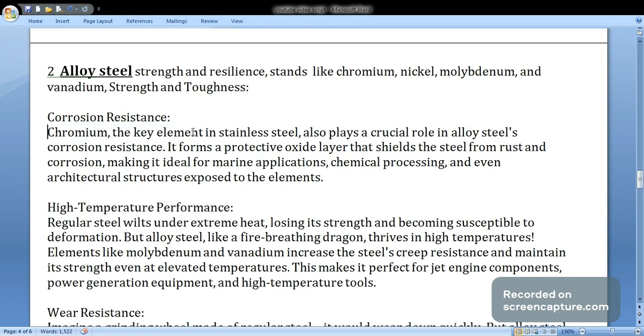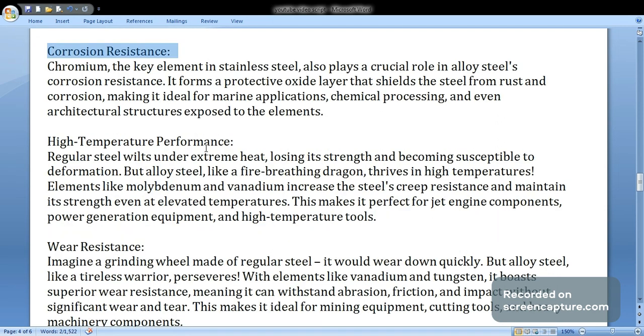In this, chromium, the key element in stainless steel, also plays a crucial role in alloy steel. Basically, in alloy steel, it provides corrosion resistance. It forms a protective oxide layer that seals the steel from rust and corrosion, making it ideal for marine applications.